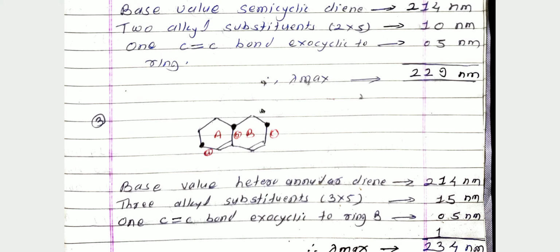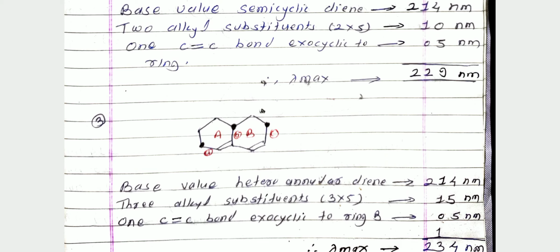Two double bonds are present in two rings. Here A and B are the two rings. Then two double bonds are present in two rings, two different rings. Therefore, this is the example of heteroannular diene. Heteroannular diene means two double bonds present in two different rings. Homoannular diene means two double bonds present in the same ring.